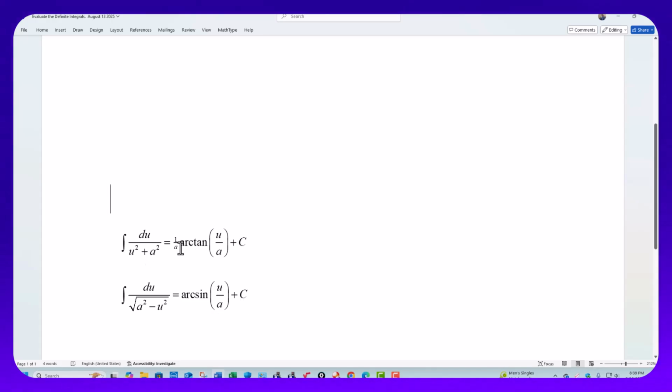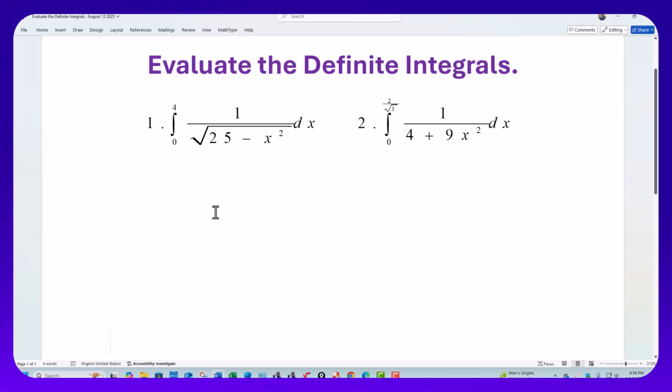If you don't have access to these formulas, they can be derived using trig substitution. The first one will involve the tangent substitution, and the second one will involve the sine substitution. I've derived both of these in other videos and have used them quite a bit, so I'm going to assume that you have access to these formulas, and we're going to look at the first one. Of course, these are definite integrals, but that's the same thing. You still have to compute the integral and then apply the limits.